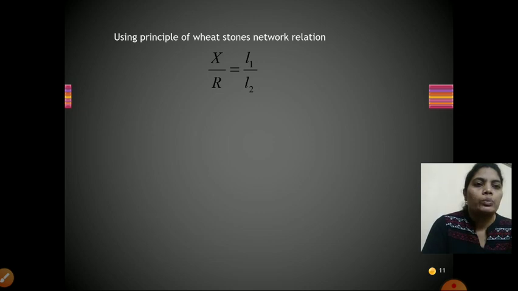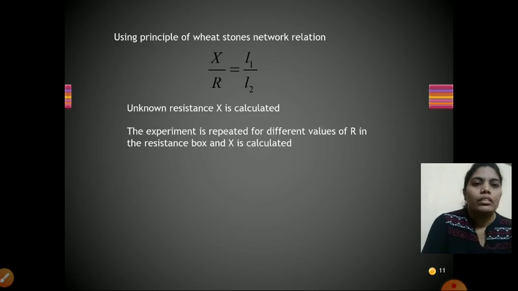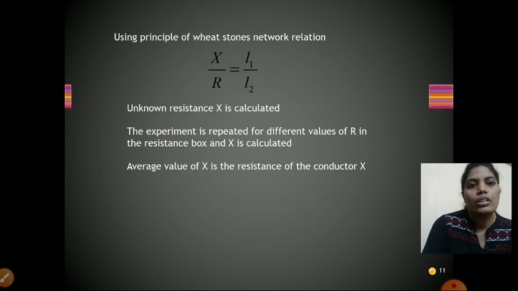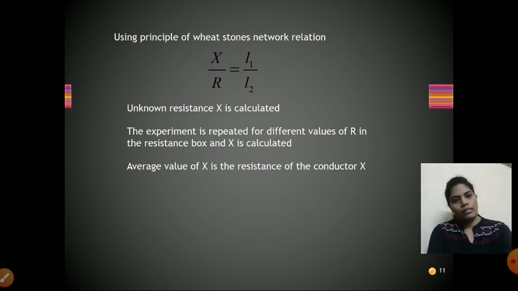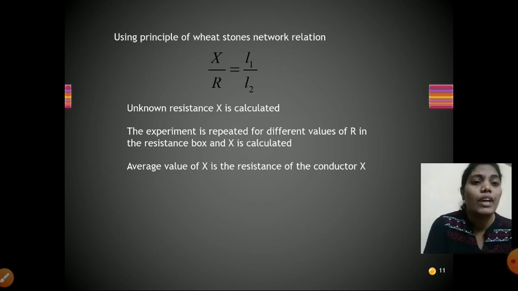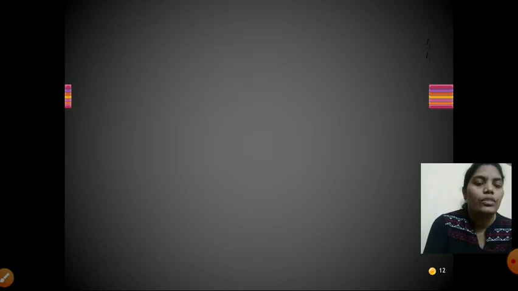And for the other two resistances, we are considering the length of the wire, because as we know, resistance is directly proportional to length. In place of resistance, we are measuring the length of the wire. So by using this formula, we can measure the unknown resistance. This experiment is repeated for different values of R in the resistance box so that we can measure the X value, and the average value of X is the resistance of the conductor.